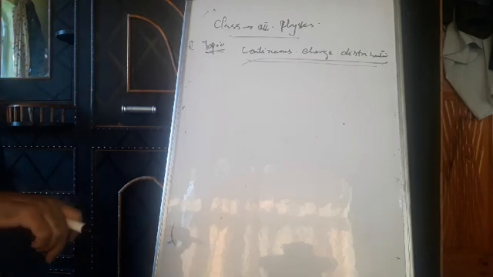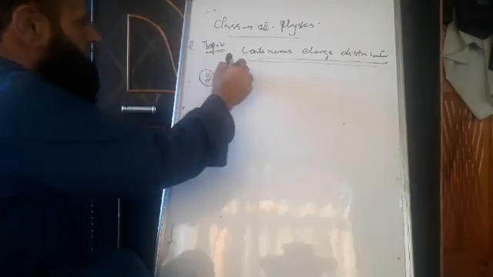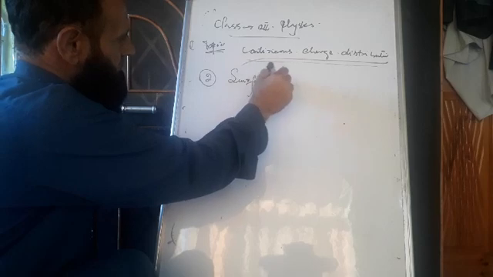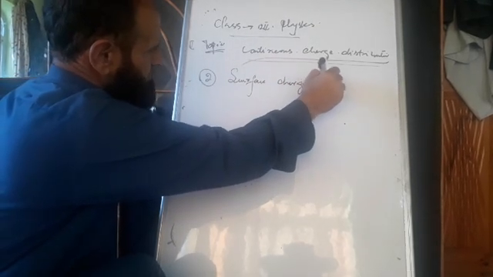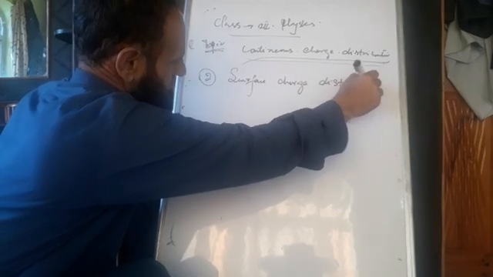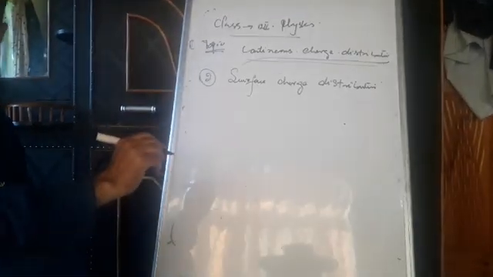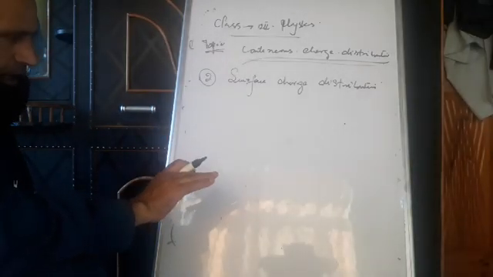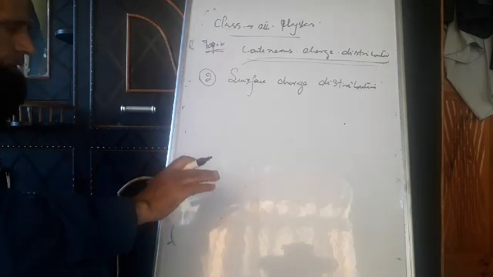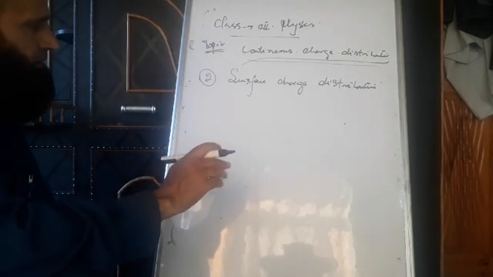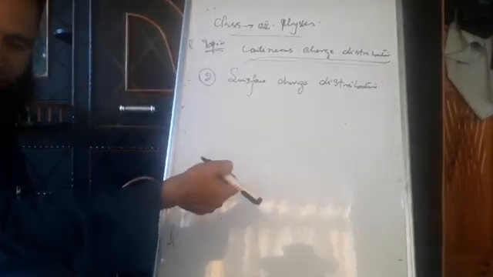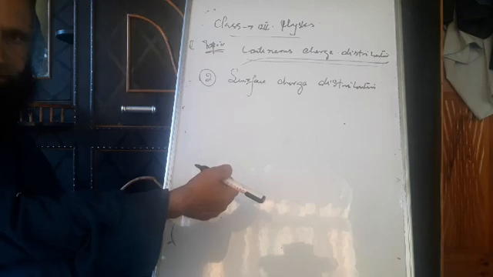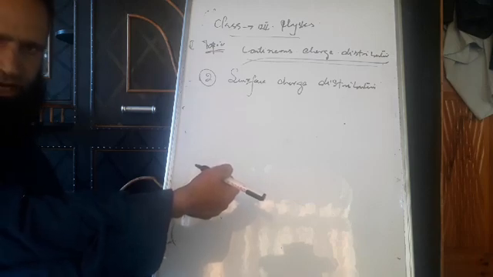Class 12 physics. Our topic is continuous charge distribution. Let us take the second type, surface charge distribution. That means when a charge is distributed continuously over some area or some surface, for example, on a certain membrane. In this case, we use the term surface charge distribution or surface charge density.